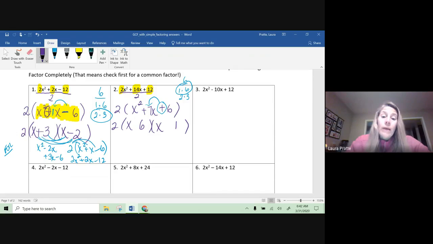Now, when we have a positive here, right, the two numbers are adding up to get that middle number, we know both of these have to have the same sign. And since it's a positive 7, they're both going to be positive.